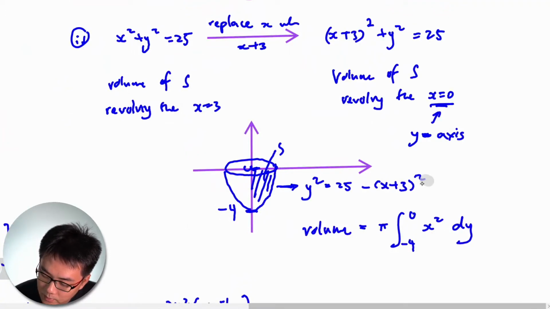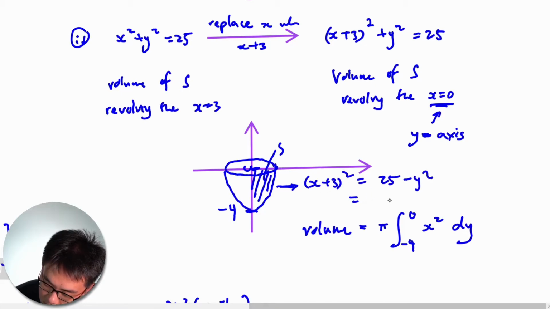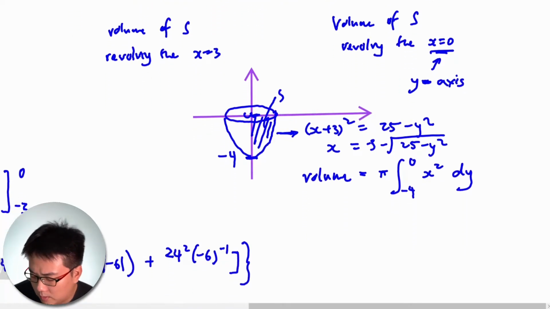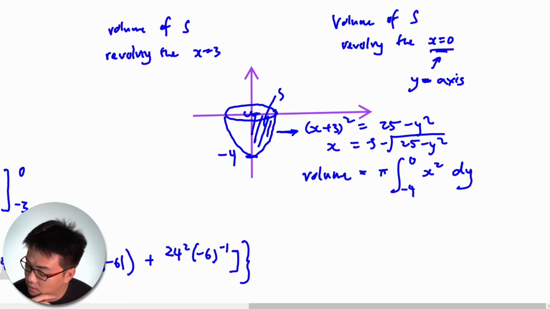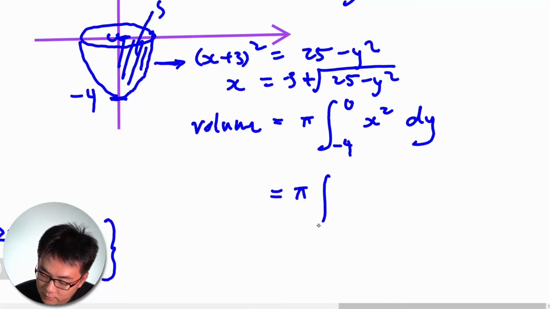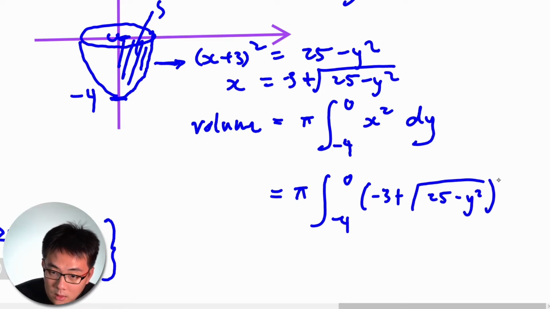So this part here will be (x plus 3) squared equals 25 minus y squared. This would be the negative one because it's below. Should I take a positive x? Yes, it's a positive x. Actually, x equals negative 3 plus the square root of 25 minus y squared. So once you get that, this is alright. You just have to integrate minus 3 plus the square root of 25 minus y squared, dy.